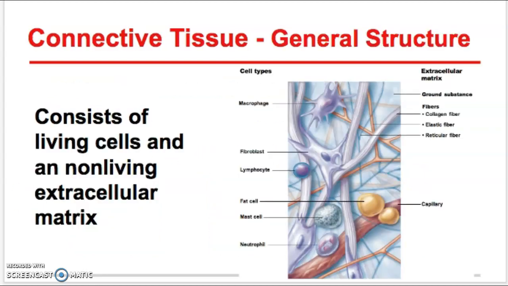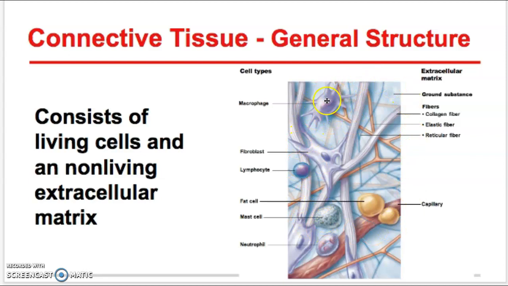Connective tissue has a very generalized structure. Connective tissue has some things in common. This is the reason why connective tissue is what it is: it consists of living cells that are kind of suspended in a non-living extracellular matrix. This is an example of a general connective tissue.